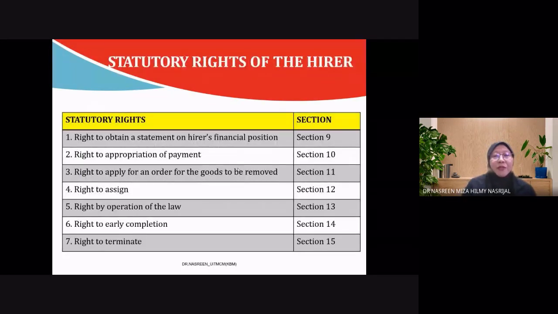Okay, so 7 statutory rights that you need to know. Tengok dia punya section berdiri, senang dia nak ingat: 9, 10, 11, 12, 13, 14, 15. Okay, so what are the statutory rights of the hirer?